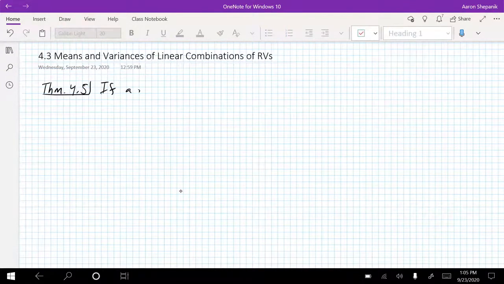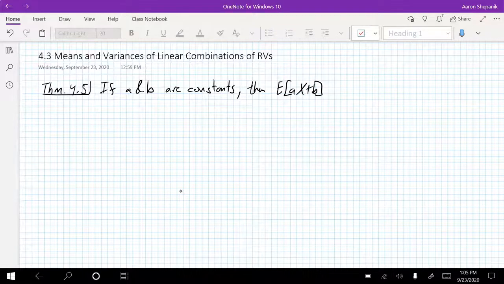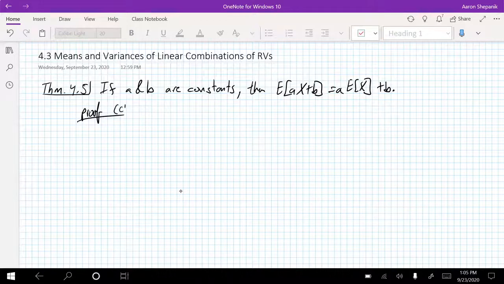Theorem 4.5 in our e-text: if a and b are constants, then the expected value of ax plus b is equal to a times the expected value of x plus b, which is kind of nice, especially if you already know the expected value of x. I'm going to work through a proof here. This works for any random variable x that's either continuous or discrete, and I'll do a quick proof in the continuous case, just so we can see how this works.